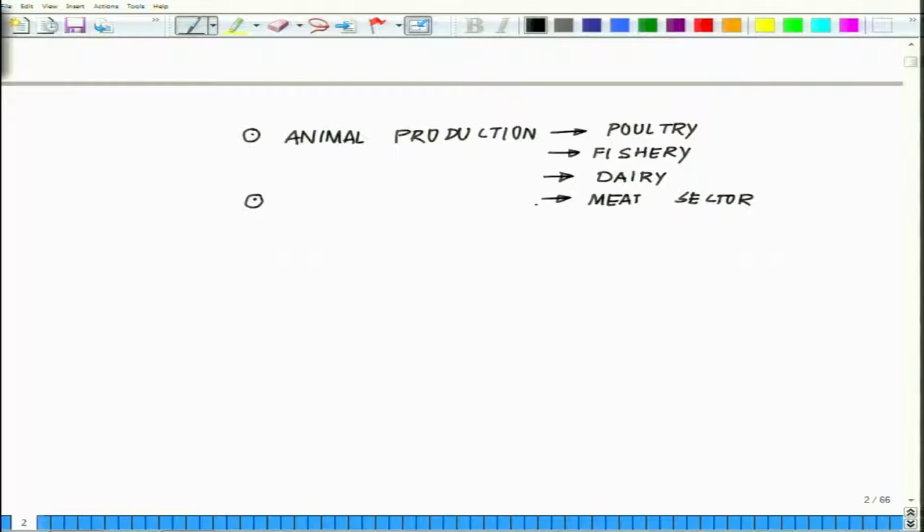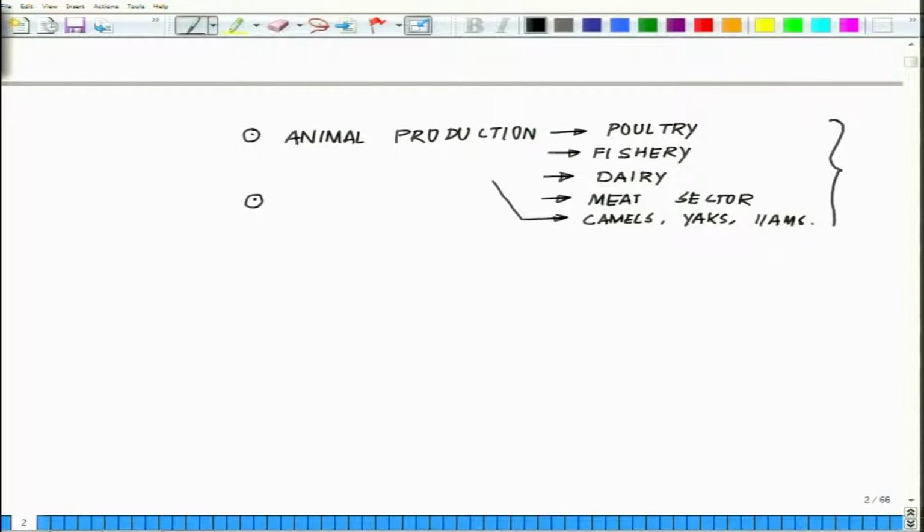And apart from it, you have several animals which are being grown or which are being followed for different other applications, like camels. Then you have llamas. Then you have yaks. So there are a series of them. So this is where you have different food products coming out of it.